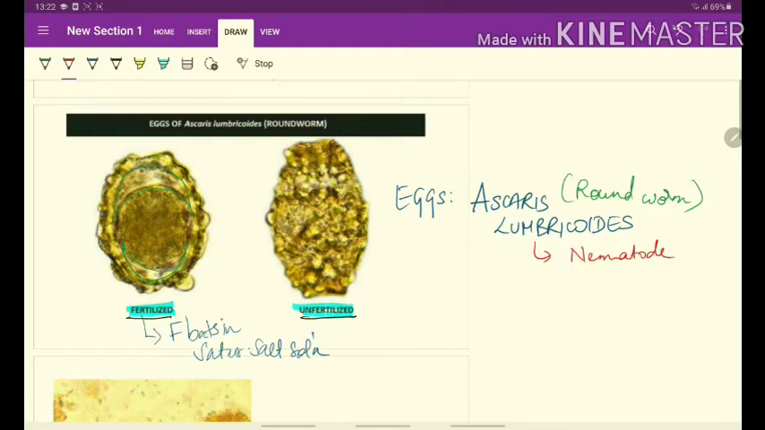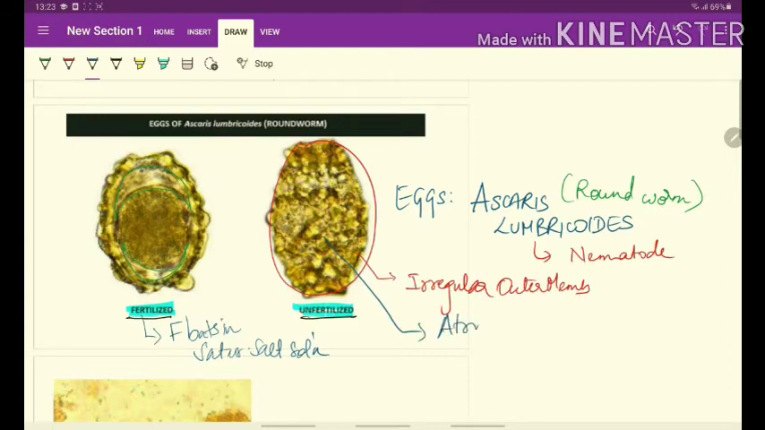This is the unfertilized egg of Ascaris lumbricoides. It has an irregular outer membrane and an atrophied embryo within it. This unfertilized egg sinks in saturated salt solution.